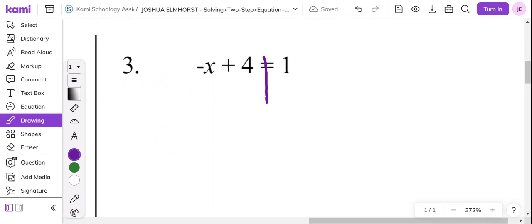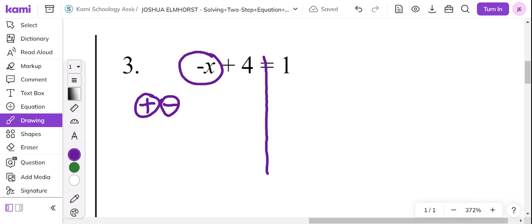Number 3, draw a line down through the equal sign. Circle the variable term with the sign to the left. And we're going to start with adding or subtracting to solve. We have adding, so we are going to subtract. And what we do on one side of the line, we're going to do to the other.